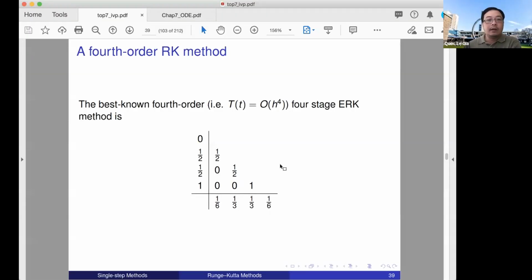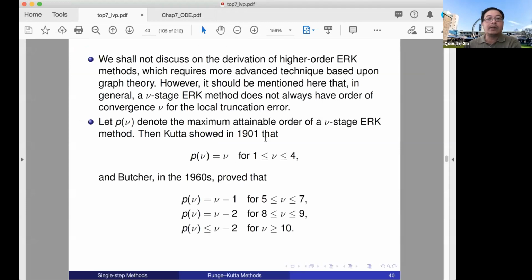And now we go to the next method. This one is just some notes about higher order explicit Runge-Kutta methods. You can go on up to 5, 6, 7, but it seems that the Runge-Kutta method of order 4 is the most popular. In MATLAB you see that ode45 implements a combination of Runge-Kutta methods of order 4 and order 5.